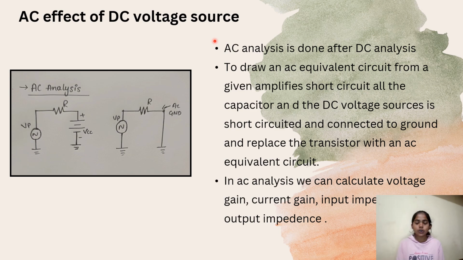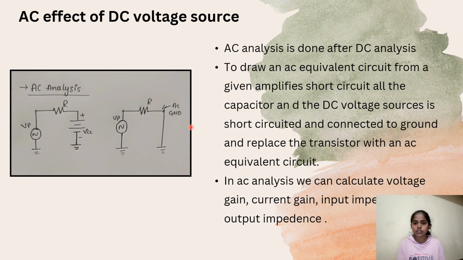AC effect of DC voltage source. We can see the AC analysis circuit diagram on the slide. Generally, in AC analysis, we short circuit the DC voltage sources and the capacitors. They are short circuited and connected to ground, AC ground, and that is called AC analysis. AC analysis is done after the DC analysis to draw an equivalent circuit from a given amplifier.